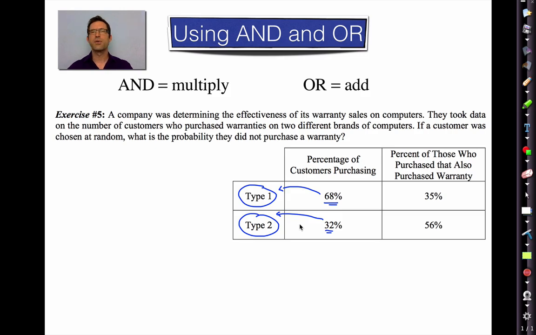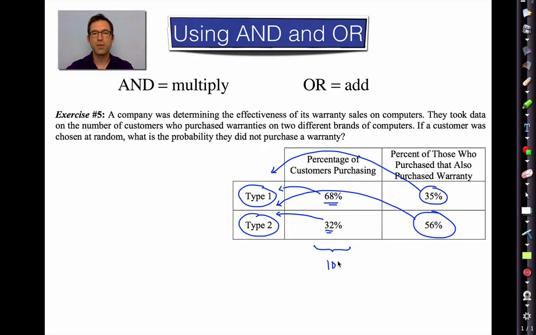Because the second column's a bit weird. It says the percent of those who purchased that also purchased a warranty. So, in this case, of the people who purchased type 1, 35% of them purchased a warranty. And of those that bought type 2, 56% purchased a warranty. Now, you might notice that these two numbers add up to be 100%. But these two don't, and we wouldn't expect them to.